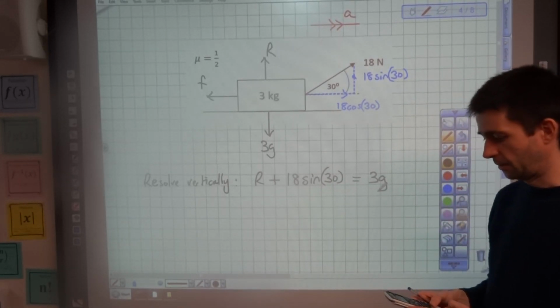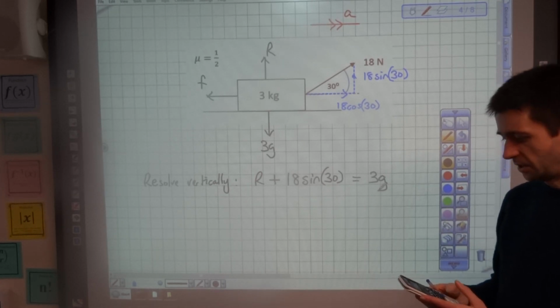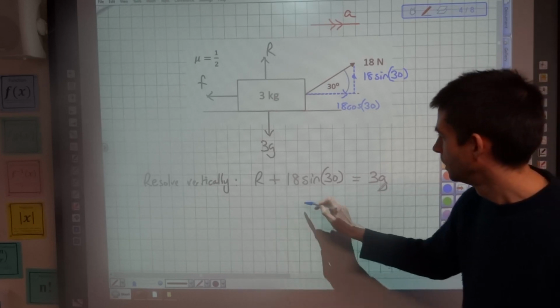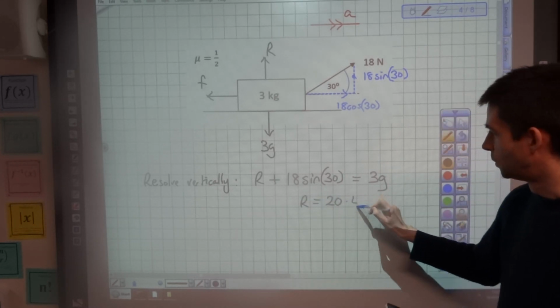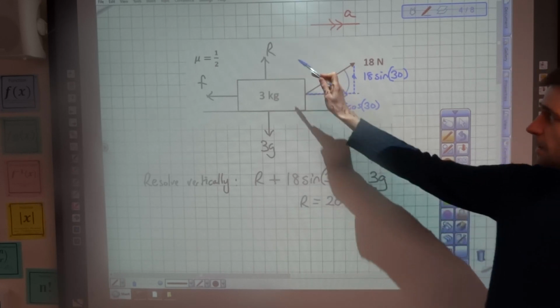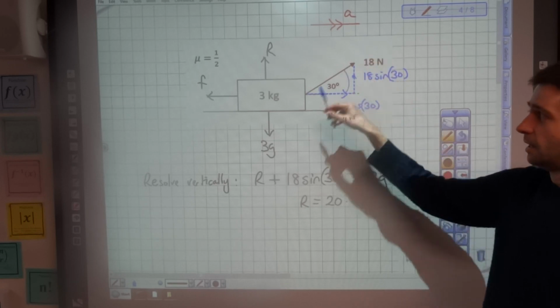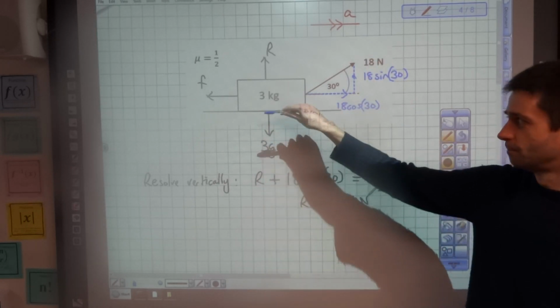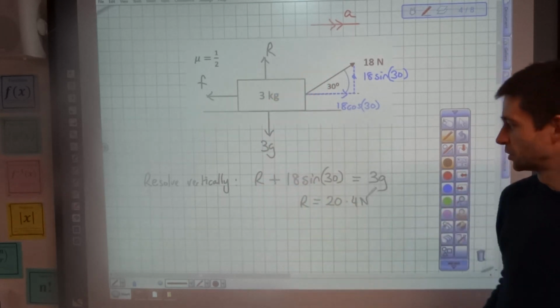So what I'm going to do now is 3 lots of 9.8 minus 18 sine 30, which gives me a normal reaction force of 20.4 newtons. Now that reaction force is less than the weight because this vertical force here is doing some of the job. So the floor doesn't have to resist with as much force to support this box.